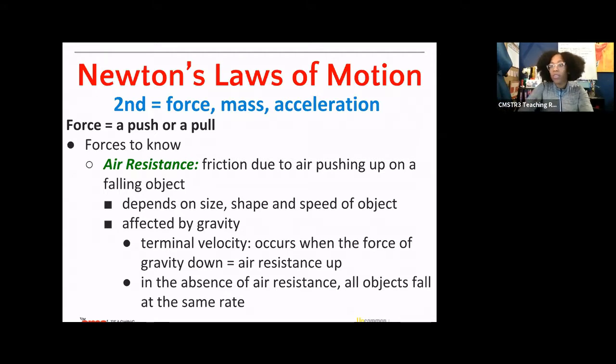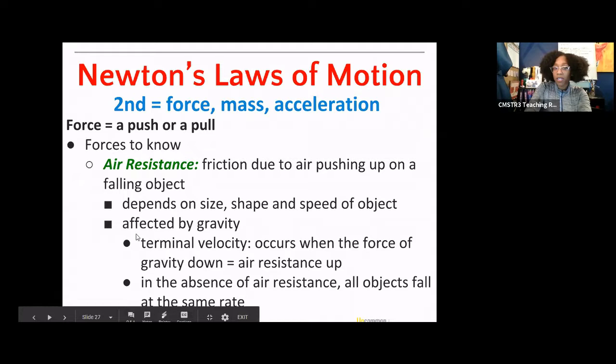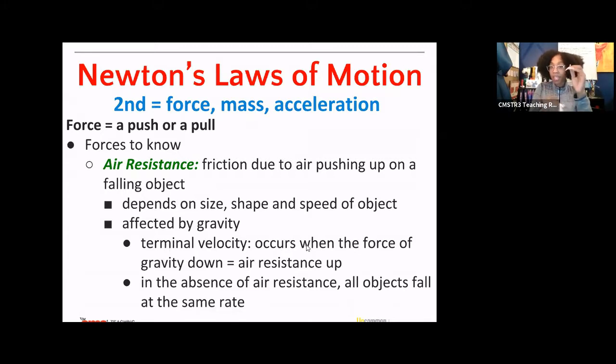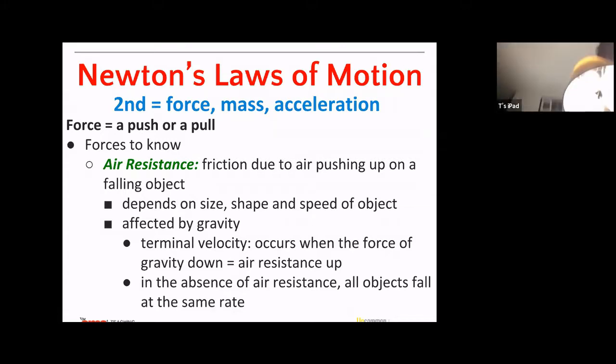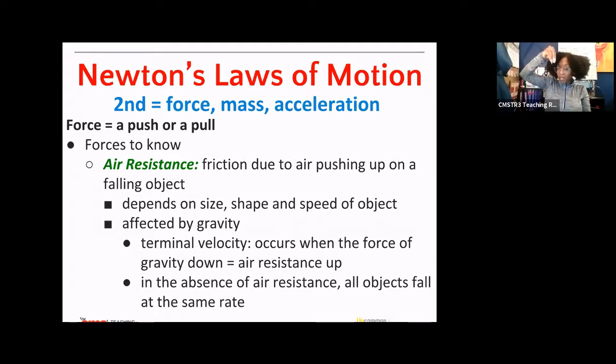But the other thing that really affects air resistance is gravity. We have this thing called terminal velocity. That occurs when the force of gravity is equal to the air resistance. So if I have a ball and I throw it straight up in the air, right before the ball comes back down, it's going to reach its terminal velocity. That means the gravity is going to be pulling at its maximum, but the air resistance is holding it up right before it comes back down.